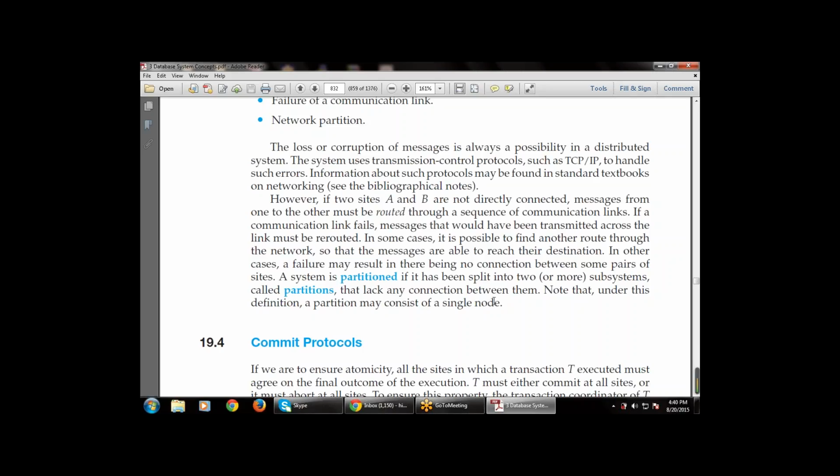Then next is 19.4, the commit protocol, that is, how to commit. What are the commit protocols that are used in the transaction?